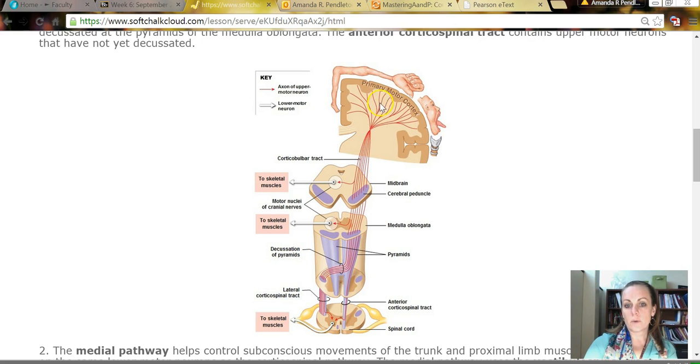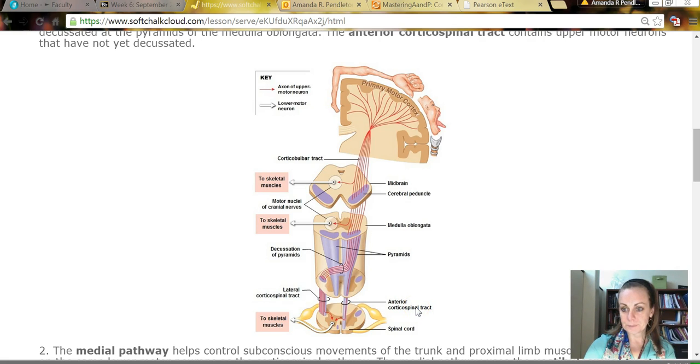Okay, so a couple of things that I would like to point out. One, this upper motor neuron can go through decussation at the medulla oblongata at the pyramids. After it goes through that decussation and continues down the spinal cord, that is the lateral corticospinal tract it will take. If it waits and doesn't go through decussation at the pyramids, but waits until down in the spinal cord to go through decussation right before it hands off the signal to this lower motor neuron, then this tract right here is the anterior corticospinal tract.